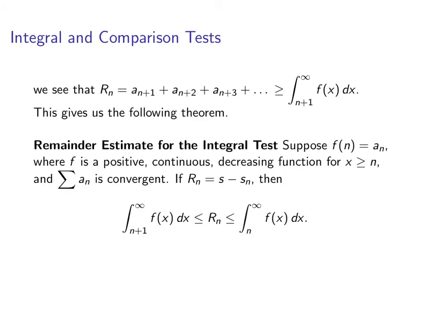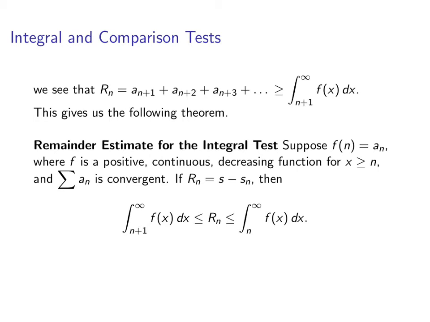All right, so we have a theorem, which is the remainder estimate for the integral test. So it's the usual sort of thing. It's the setup for the integral test. We have a positive, continuous, decreasing function, at least for x bigger than or equal to n, and the function gives us the term of the series. And we let R sub n be equal to the remainder. That's the tail of the series.